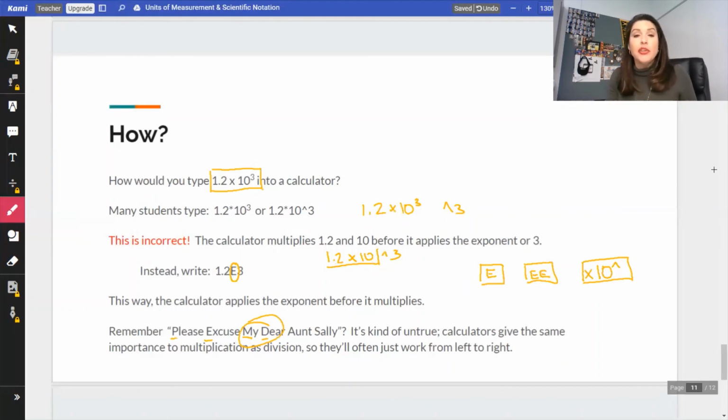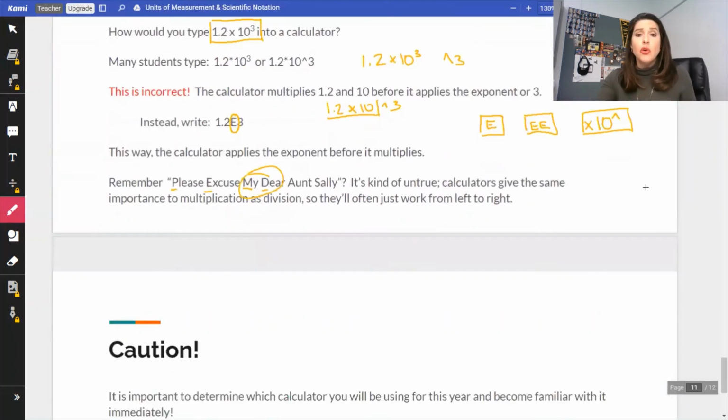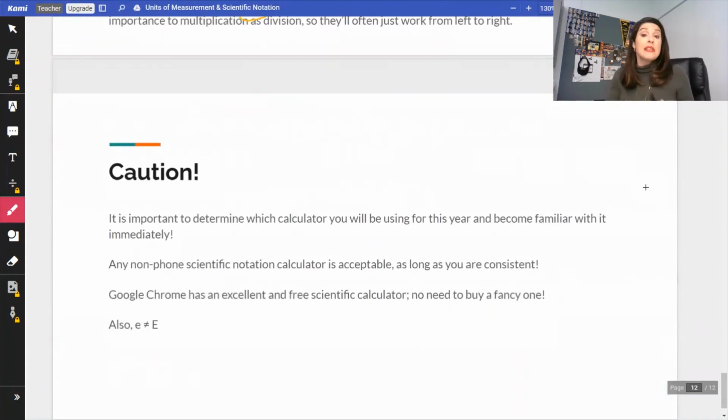So whatever calculator you decide to use, it's fine with me, as long as it's not something that you have. You could use your phone calculator, but you most likely won't be able to use that on a test. So I would suggest that perhaps you use the Google Chrome calculator. It's a nice free browser-based calculator. You literally just type in scientific calculator into Google and it'll pop one up for you. No need to go and buy one. So it's very, very important today to determine what calculator you're going to be using for this year and become familiar with its buttons.